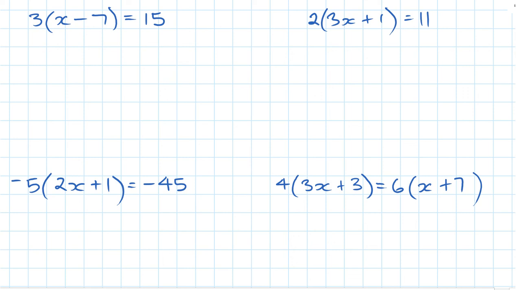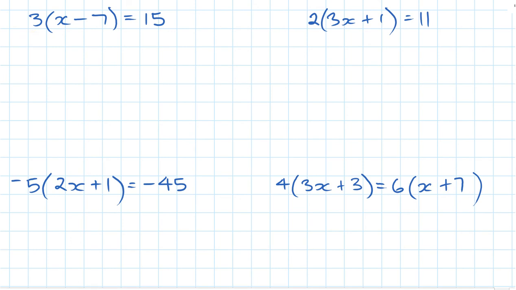In this video we're going to look at solving equations that involve expanding. So this first example here, we've got 3 times x minus 7, that's equal to 15. Remember, when we're solving equations, we must always keep both sides balanced. So whatever we do to one side of the equation, we must do to the other side of the equation.